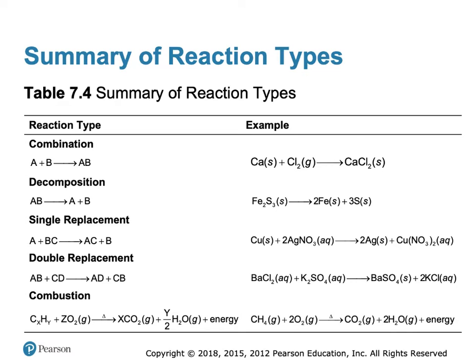And finally, in a combustion reaction, you have a hydrocarbon, so something that contains carbon and hydrogen, and you have oxygen gas as a reactant, and your products will be carbon dioxide, water, and heat. Balancing combustion reactions can be a little tricky, and I'll go through it with you during the last learning check.